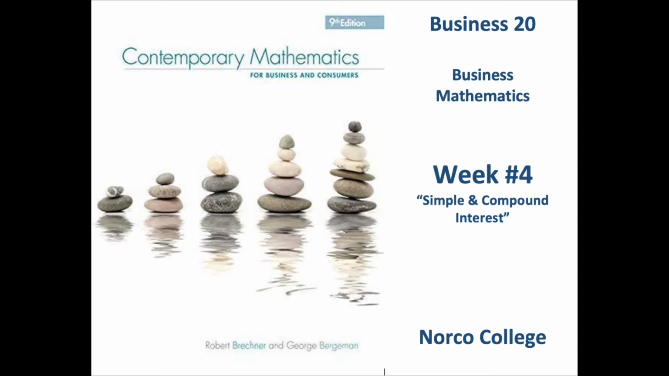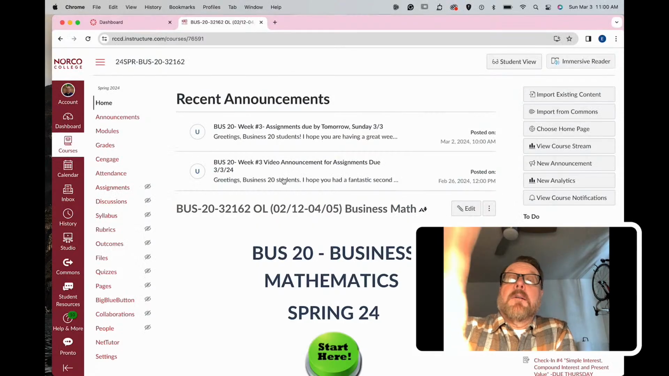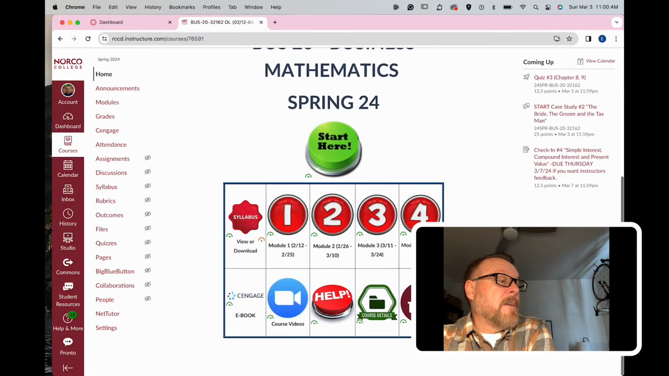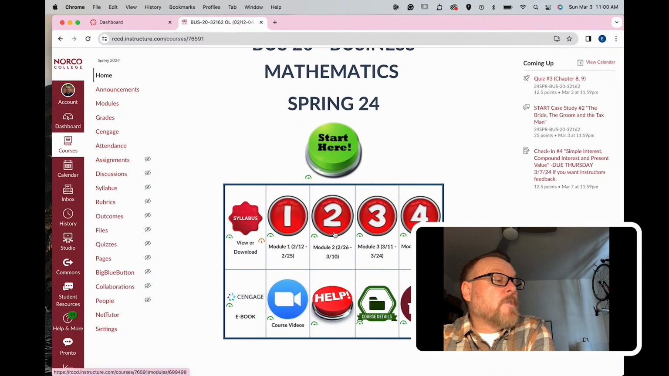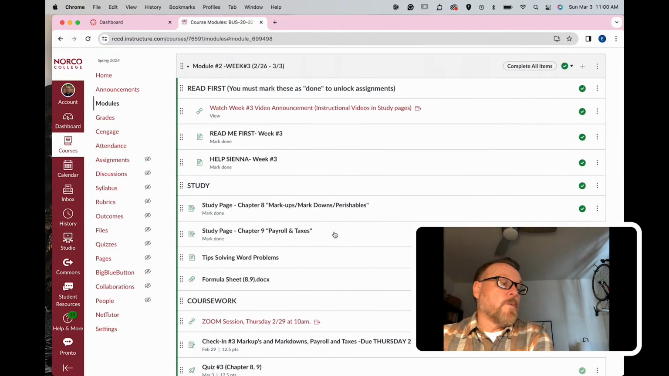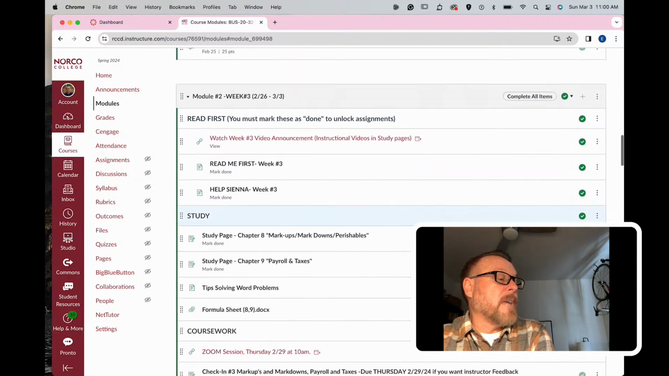So I'm going to go ahead and share my screen here. And here we are on our home page in Canvas. And I'm going to come down here and scroll to module number 2, since we started that last week, and we're going to be finishing module 2 this week. So you're not only going to have chapters 10 and 11 to cover, but you're also going to have your first exam, or I believe your first exam.